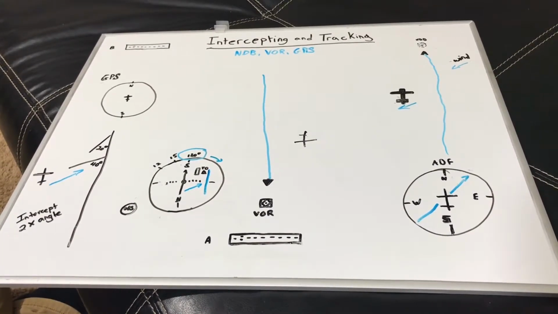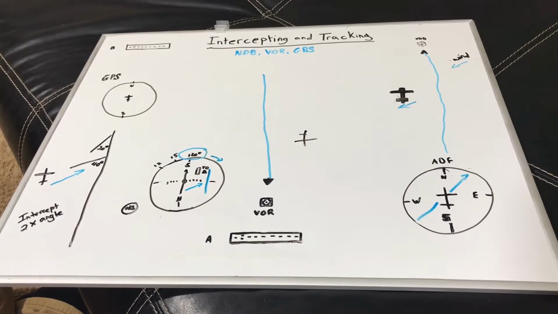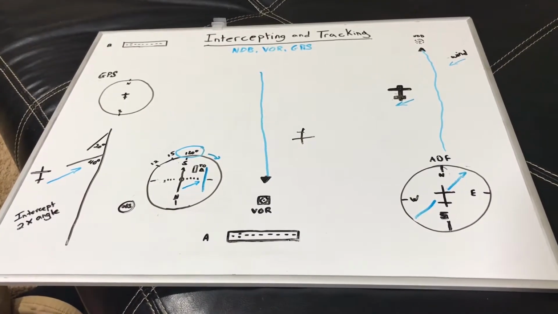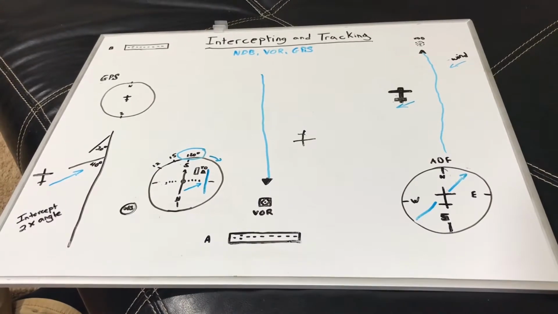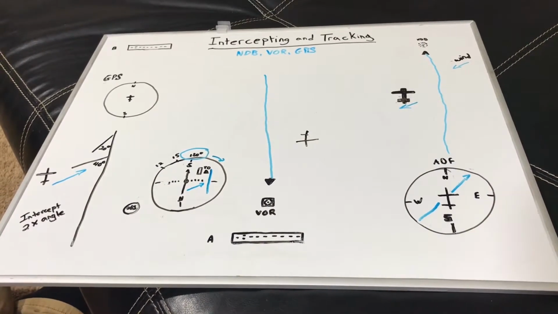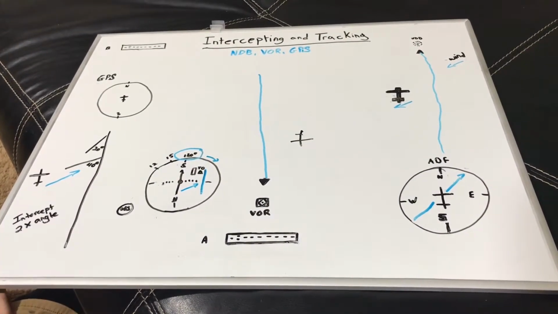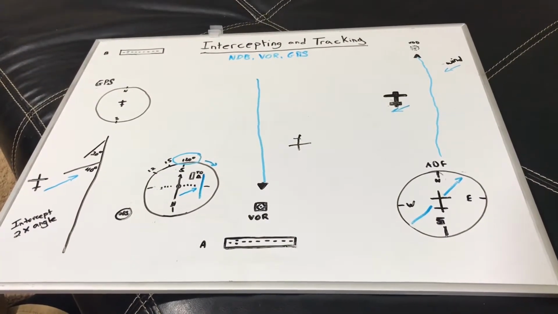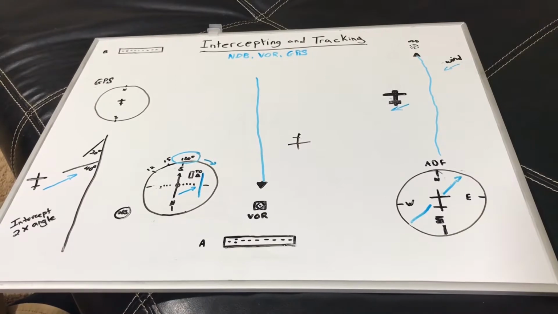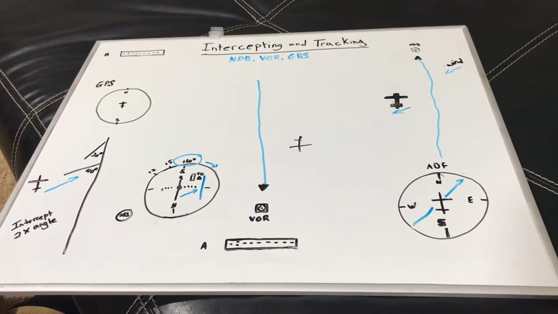Now with VORs, there are also a few errors. If it is not tested and set, there can be accuracy errors. You can also make the mistake of tracking in the wrong direction, so be sure to check your to-from flag. And then also failure to recognize station passage and overshooting the actual station.